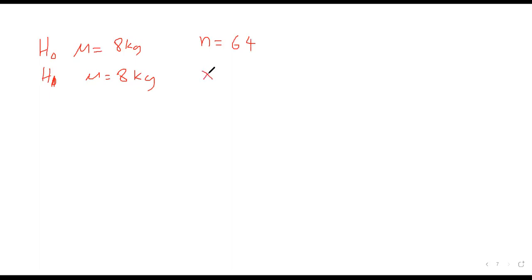So X bar, the statistical mean, is 6 kgs, with the sample size of 64 and a standard deviation of 24. Test this at confidence level 90%. So let's go through the steps.